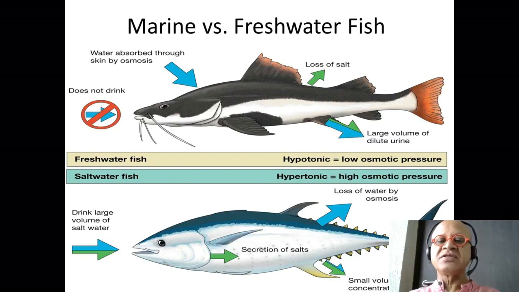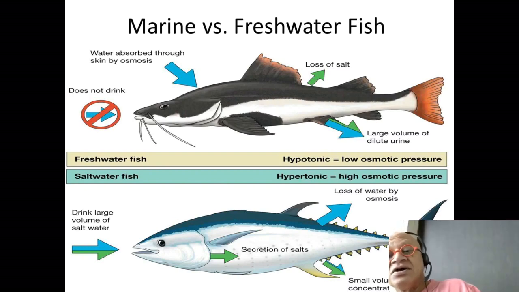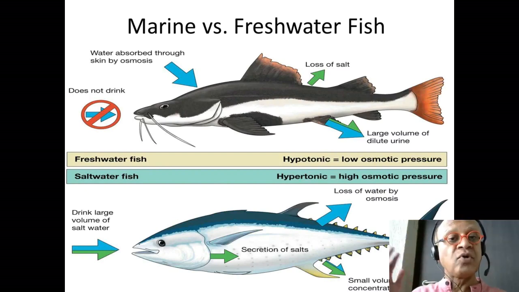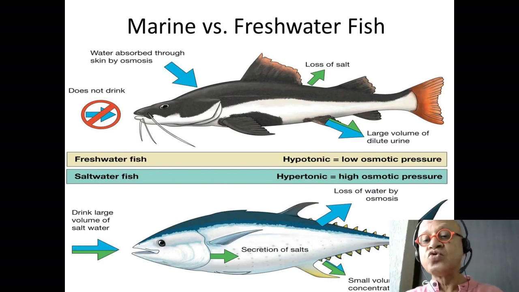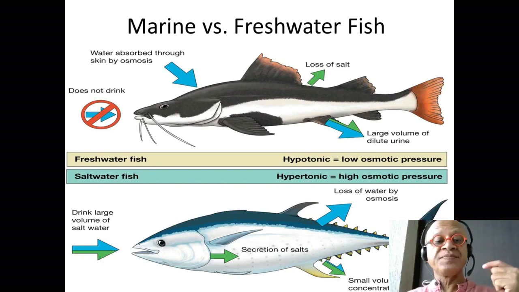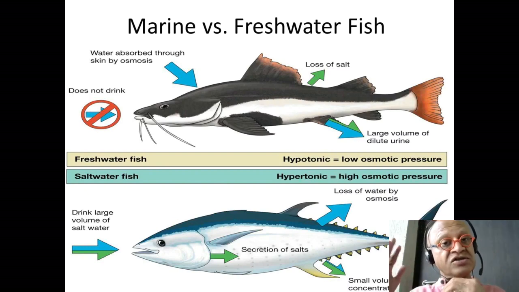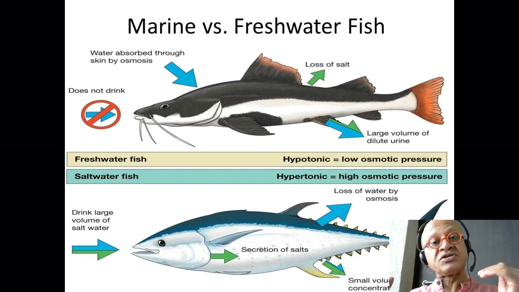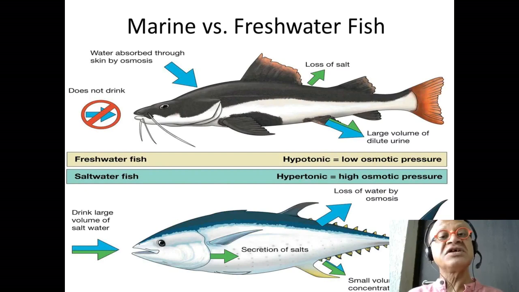On the other side, the saltwater fish are hypertonic, so they have high osmotic pressure, so they are always tending to lose body fluids through the skin. So they have to keep drinking large volumes of water, but this water has a lot of salt, so they have to get rid of the salt. They have to keep the water because it's being lost through the skin, and they have to get rid of the salt because it's bringing in too much salt. So they have secretion of salts through the gills and the skin.